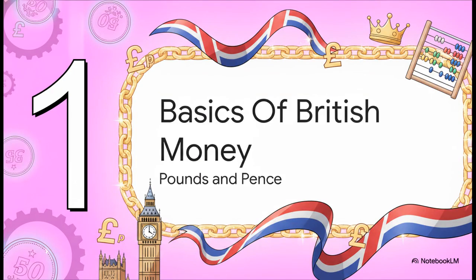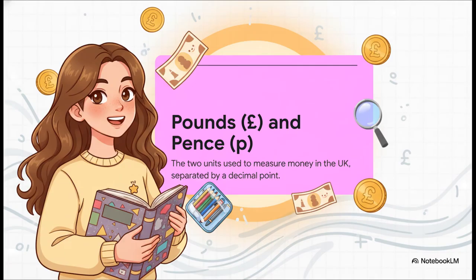All right, let's kick things off with Section 1, the basics of British money. So money is simply what we use to buy goods and services, right? Like Amira's book and pencil case. And here in the United Kingdom, our money is measured in two main units. We've got pounds, represented by that classic squiggly symbol, and pence, indicated by a simple lowercase p. When we write out an amount that includes both of these, we separate them with a decimal point. The pounds go on the left and the pence sit over on the right.